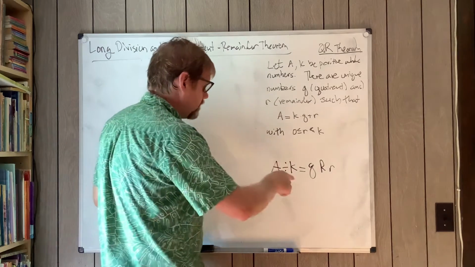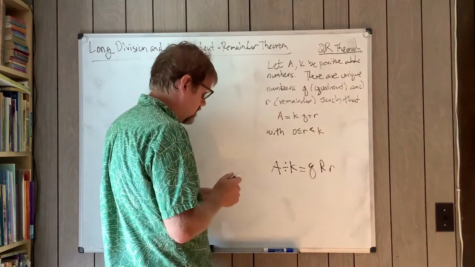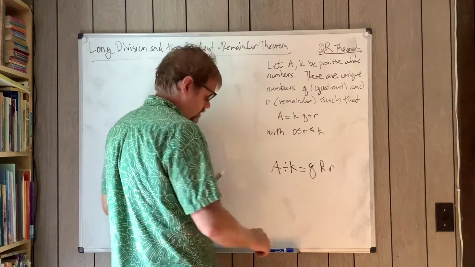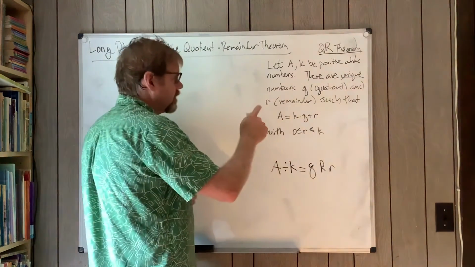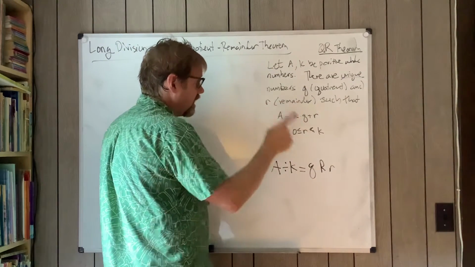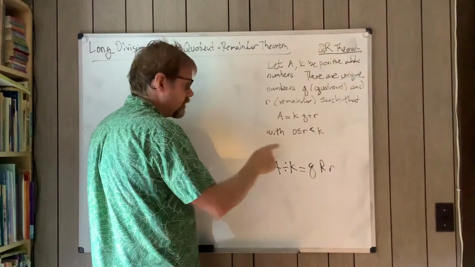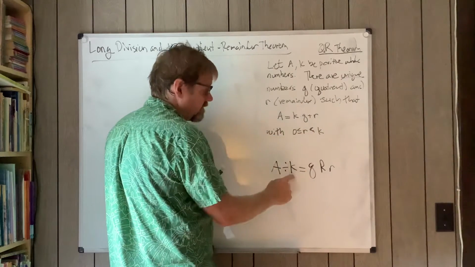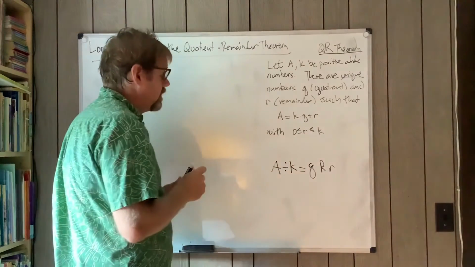All you get from this is just rearranging it. This rearranged gives me that. There are two key things with this. One says unique here. That means if I have A and K, there's only one answer for the pair Q and R. And R has to be between 0 and the divisor, but not including the divisor. It can be 0.